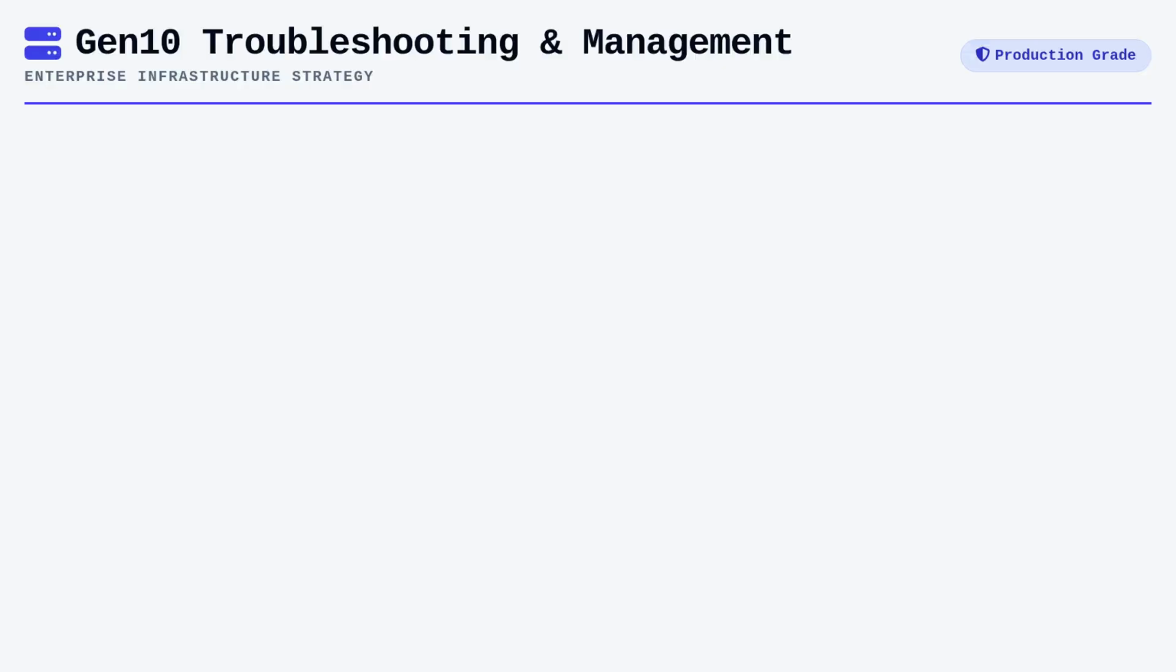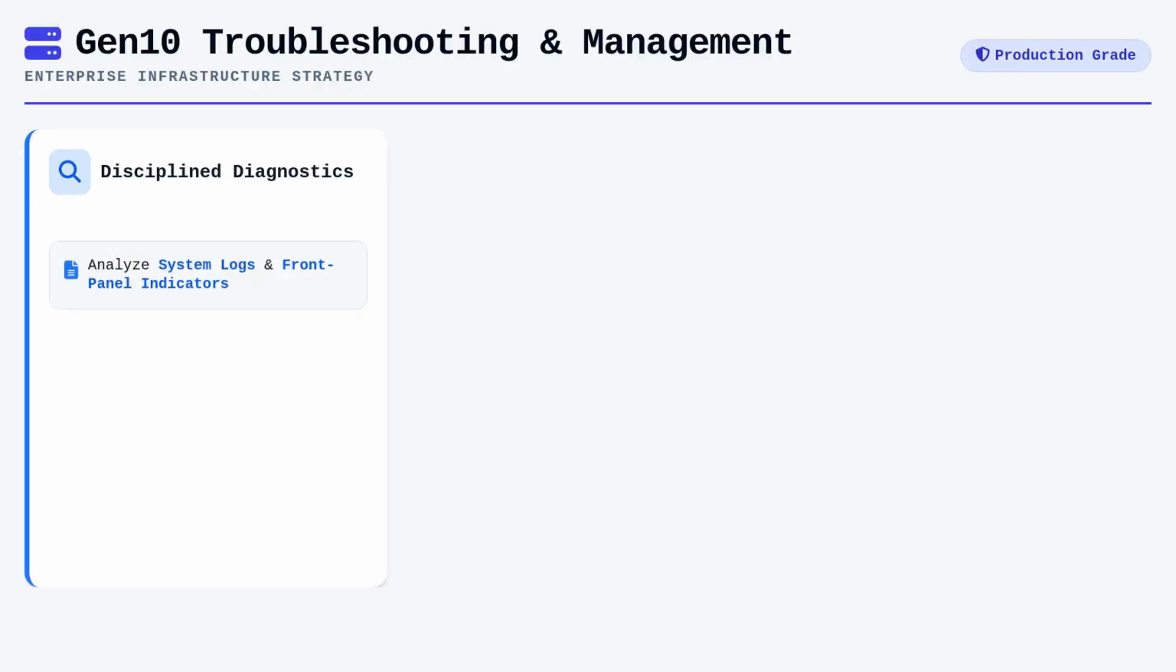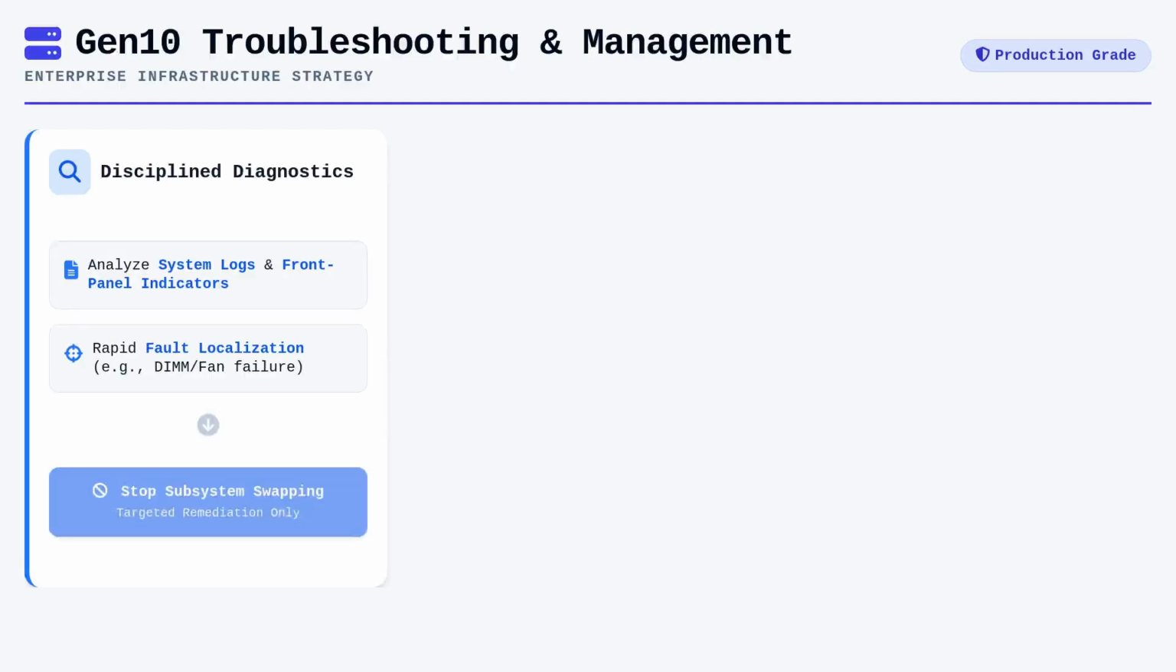Troubleshooting at the Gen 10 level involves a disciplined approach to interpreting system logs and localized diagnostic information provided by the server's front panel status indicators and remote management reports. When a fault occurs, the goal is rapid remediation through the identification of specifically localized failures, such as a DIMM error or a failing fan, without resorting to the destructive practice of replacing entire subsystems.